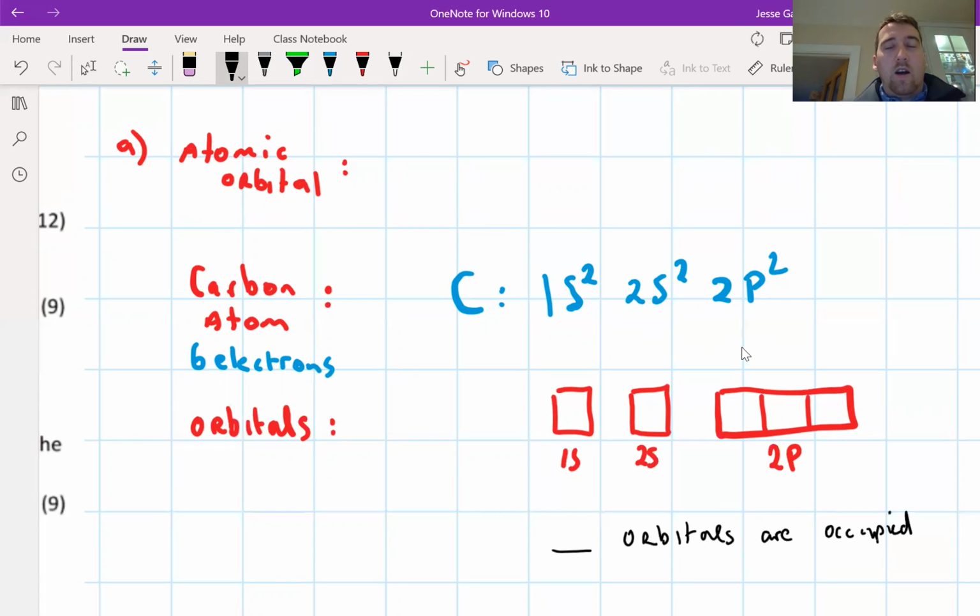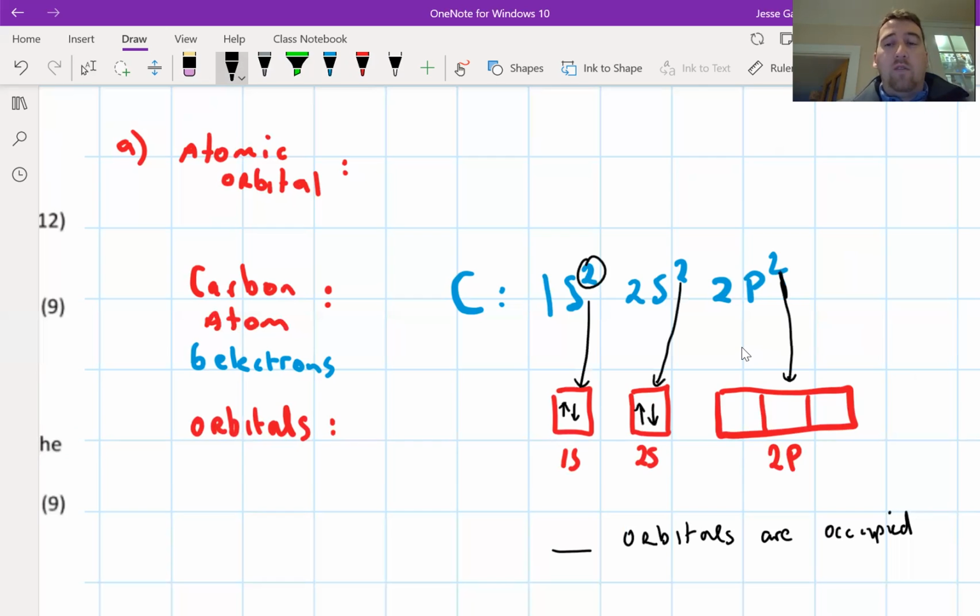Okay, so pause the video and make sure you do that now. All right, this is what we should have done. For the 1s, there are 2 electrons per orbital. So there are 2 electrons here. This is the 1s2, shows us 2 here. There are 2 electrons here. This is 1 spin up and 1 spin down. And there are 2 electrons in the 2p.